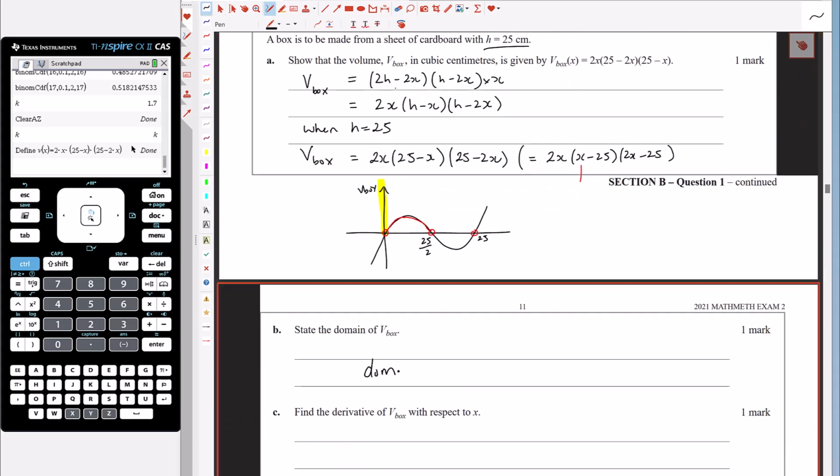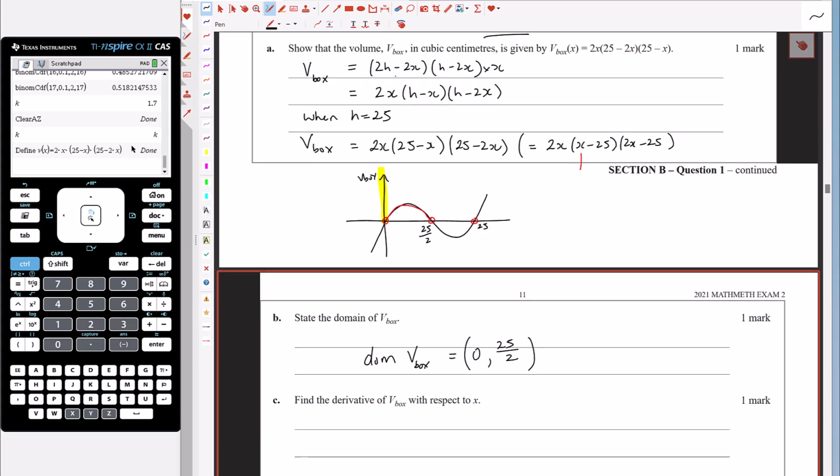Okay, so our domain will be from 0 to 25 on 2. So the domain of V box is going to be not including 0 and not including 25 on 2, or 12.5.